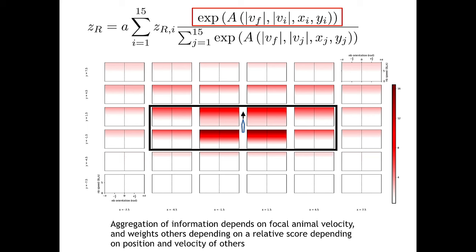And again, for low velocities, the way you aggregate the information is different. You are doing it more locally and not with the far individuals.